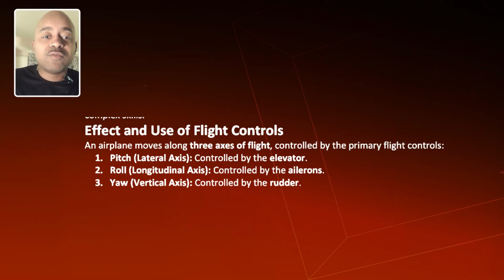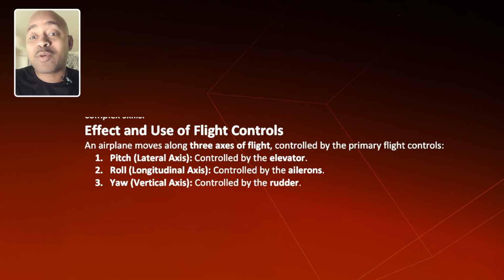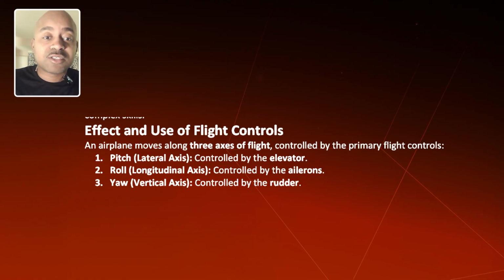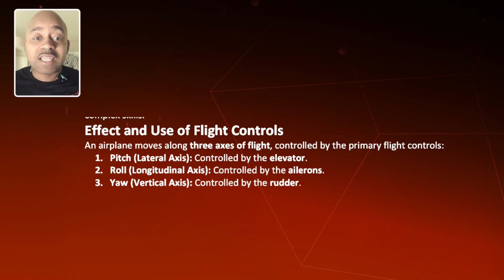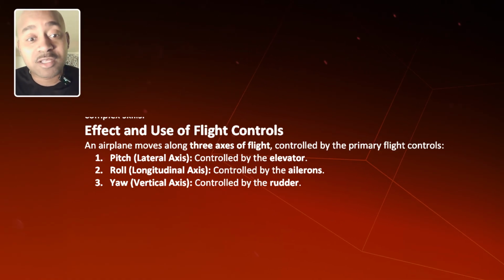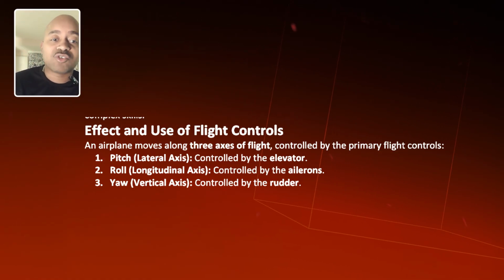Effective use of your flight controls. An airplane moves along 3 axes controlled by the primary flight controls. Your pitch, which is the lateral axis, controlled by the elevator. The roll, which is the longitudinal axis, controlled by the ailerons. And the yaw, the vertical axis, controlled by the rudder.